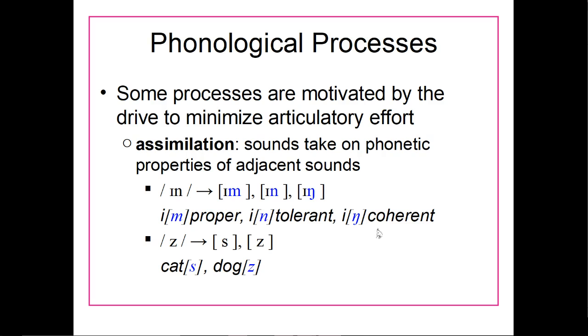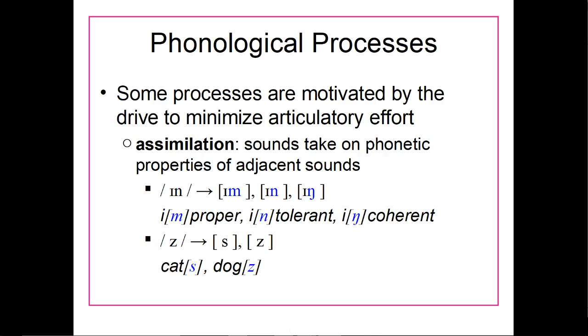In the case of incoherent, the regular alveolar nasal becomes a velar nasal. This is because the k in coherent is a velar stop. So the nasal sound in this in prefix tries to become more like the sounds that follow it.